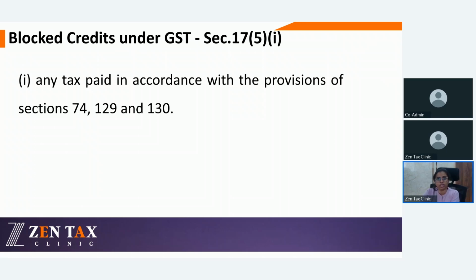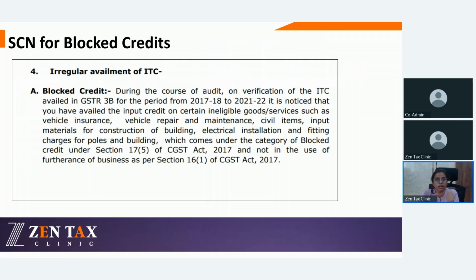So this is all with respect to section 17(5). We have discussed it in detail right from two weeks back. We held three sessions where we wanted to explain in detail how this 17(5) works. In the last session also, I showed you the notices, like how we are receiving notices. This pertains to blocked credits, with buildings, electrical equipment and all.